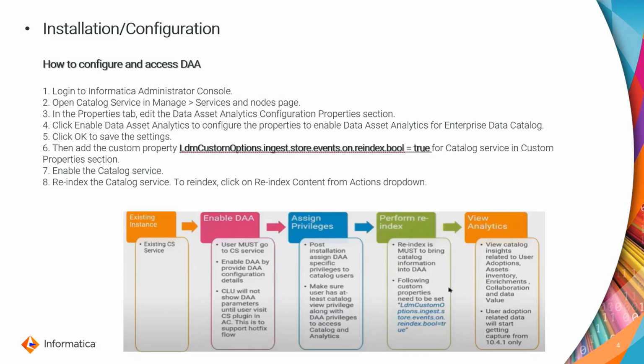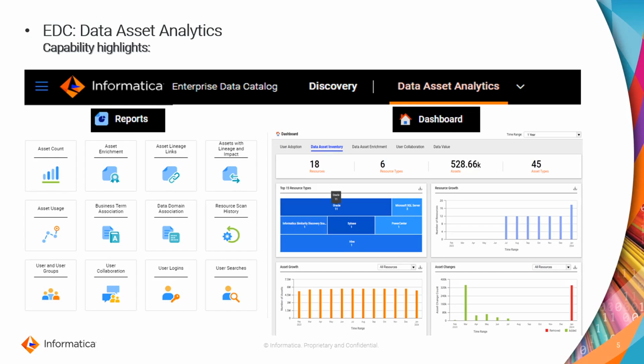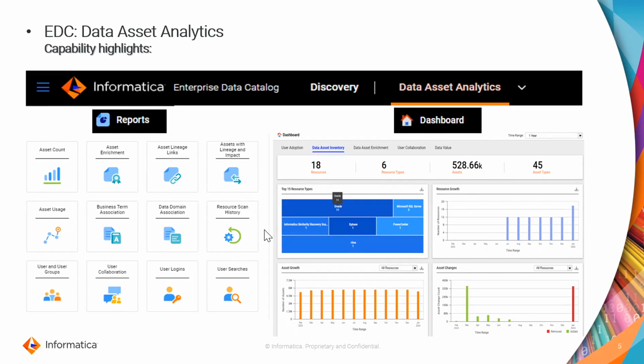Moving on to the next slide. There are two major components of data asset analytics. One is report types and second is dashboards. Data asset analytics provides you predefined report types that you can generate on your existing datasets. Data asset analytics provides 12 predefined report types which you can run on your existing dataset and preview.